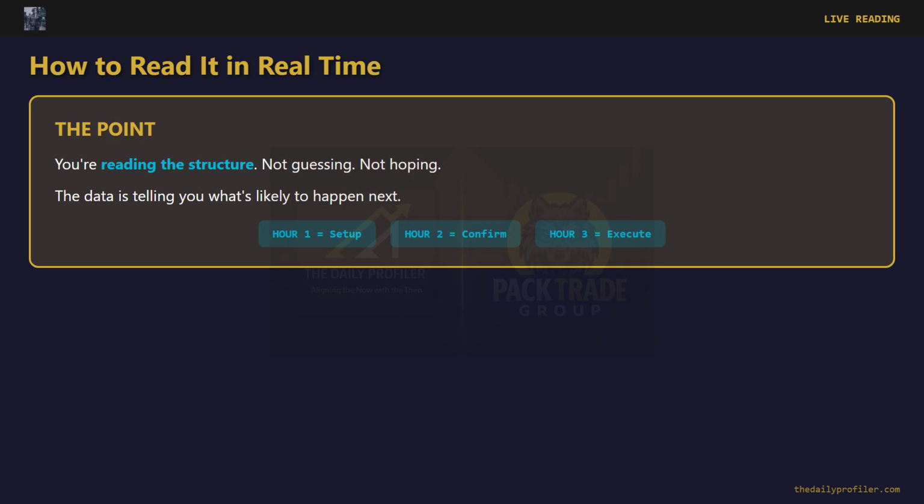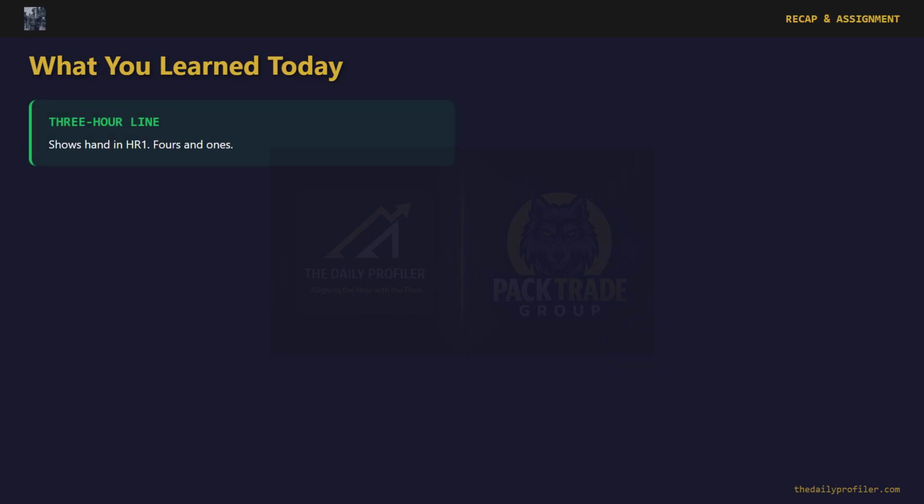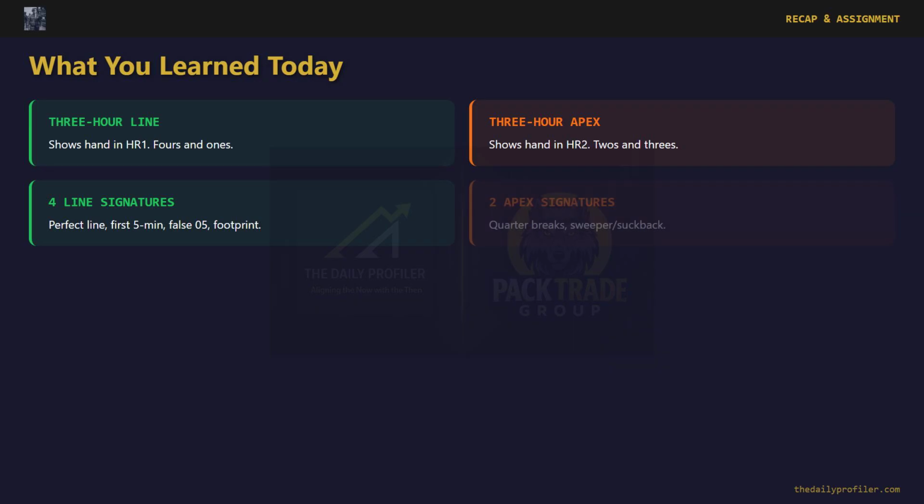Let me recap what you just learned. The 3-hour line. Continuous directional move. Shows hand in the first hour. Q1 extreme leads to Q4 opposite. 4s and 1s in the quarter structure. The 3-hour apex. Mean reversion. Shows hand in the second hour. Q2 or Q3 plants the extreme. 2s and 3s in the quarter structure.